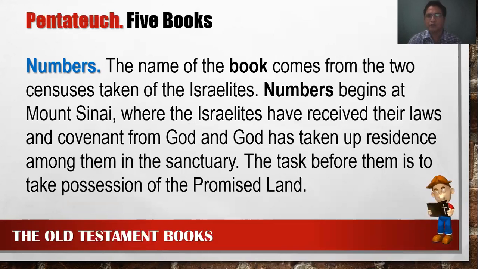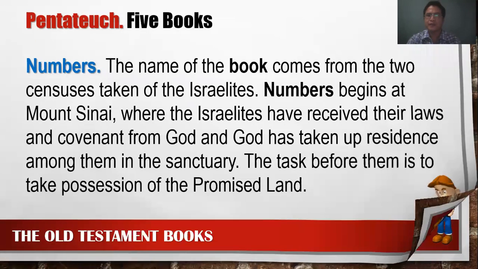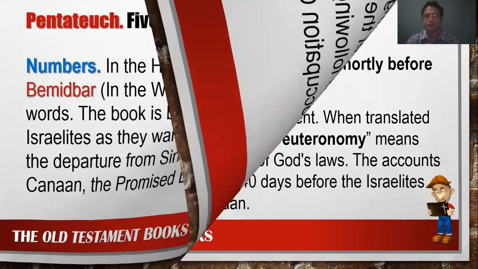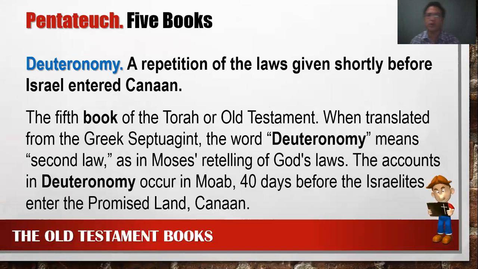The name of the book comes from the two censuses taken of the Israelites. Numbers begins at Mount Sinai, where the Israelites have received their laws and covenant from God, and God has taken up residence among them in the sanctuary. The task before them is to take possession of the promised land. In the Hebrew Bible, this book is entitled Bemidbar, or in the wilderness, after one of its opening words.